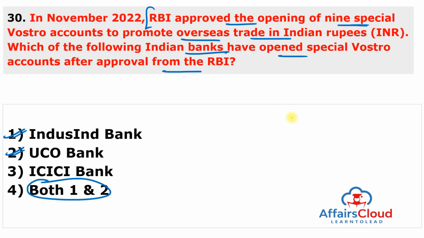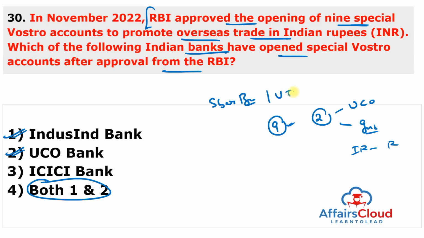So the Reserve Bank of India has approved the opening of 9 special Vostro accounts with 2 Indian banks, UCO Bank and IndusInd Bank, to promote overseas trade in the Indian rupee, especially with Russia. And the banks that have opened special Vostro accounts are Sberbank and VTB Bank.